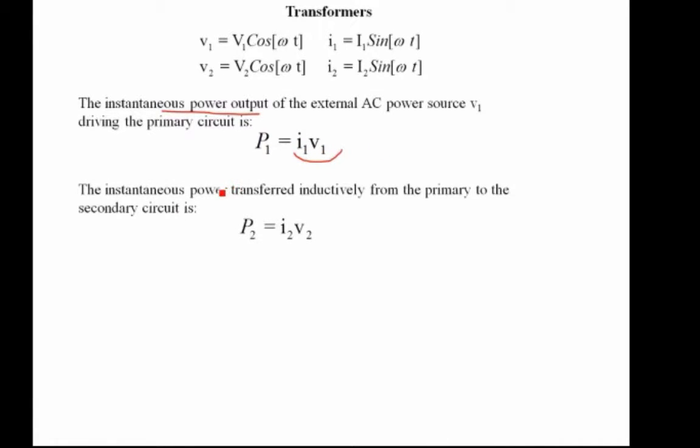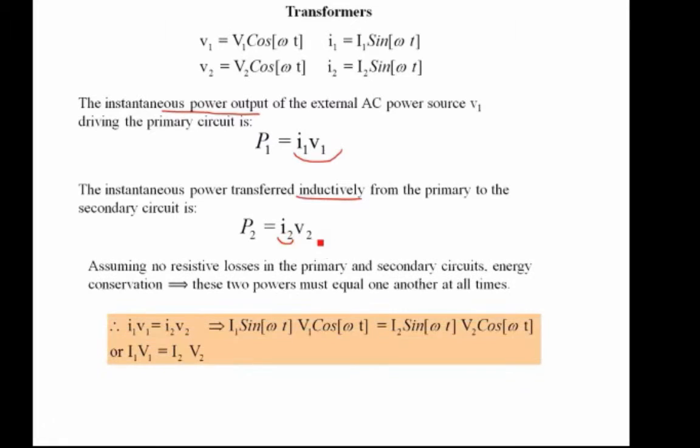Likewise, there's power transferred inductively from the primary to the secondary. So if we have a load, we'll have an I2, and so the power that is delivered to the secondary will be this quantity here, and that's the power that's going to be dissipated in the load, which is, say, a resistor R. The value of R will certainly have an influence on I sub 2.